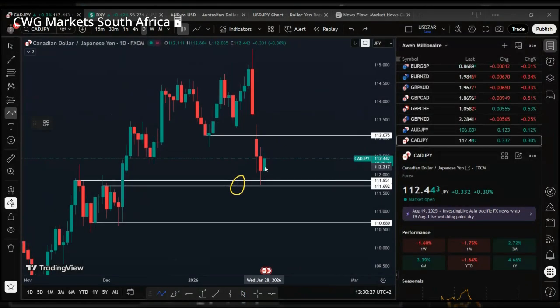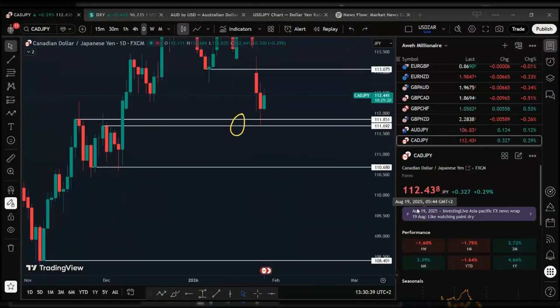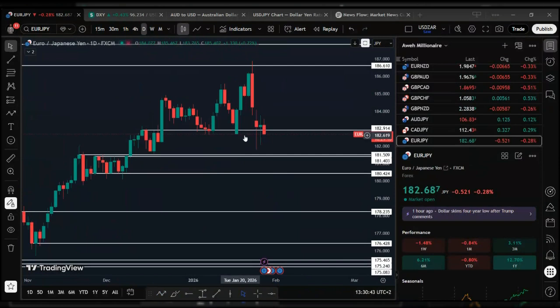on CAD JPY. However, if price manages below this level, below the zone, then it opens up doors for price to continue this downward momentum, with the next major support sitting at the 110.68 level of major support on CAD JPY. That is CAD JPY. Next up, we've got Euro JPY.